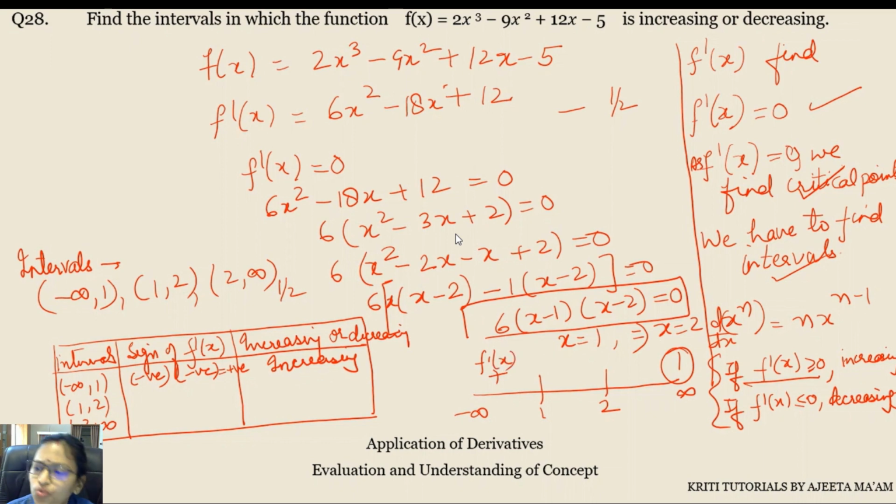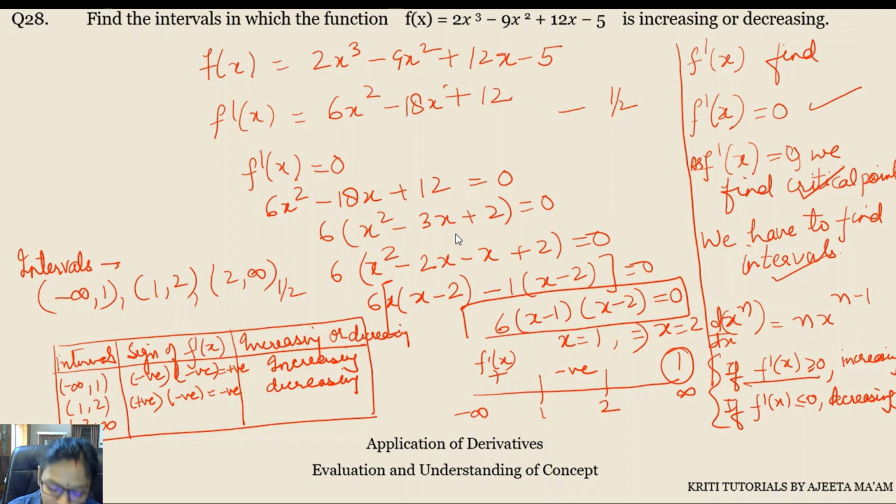Second interval, 1 to 2. Think of any number between 1 and 2, that is 1.5. So just think of it in your mind and then write the sign. So 1.5 minus 1 is positive. 1.5 minus 2 is negative. So positive times negative becomes negative. 6 we are ignoring because 6 is constant. It will not change with the values that you are putting. So just the factors are important here. So in this the function is decreasing, because f dash x is negative.